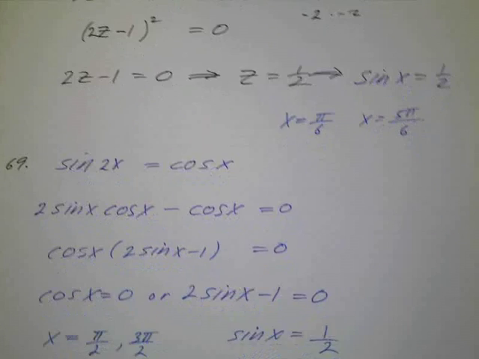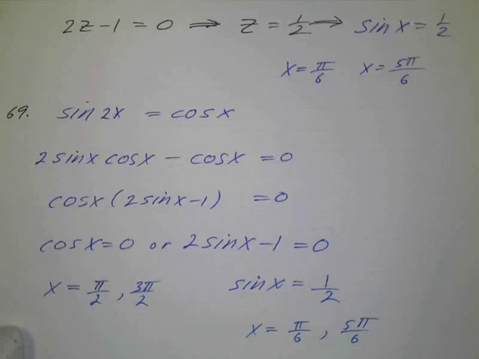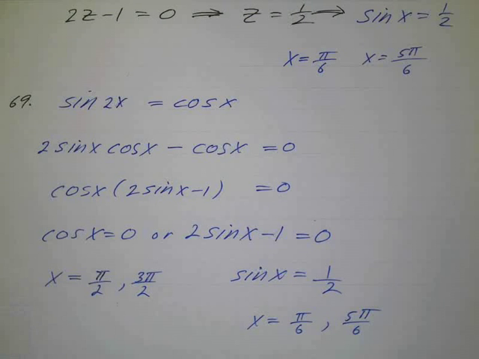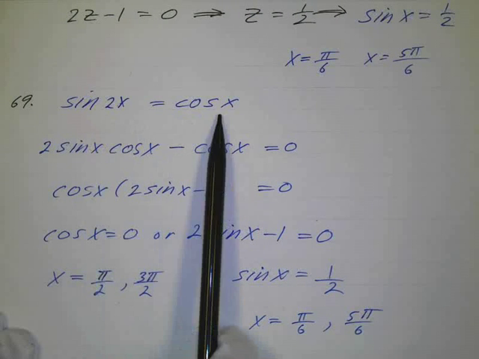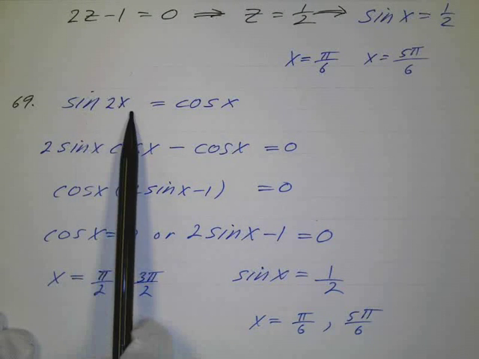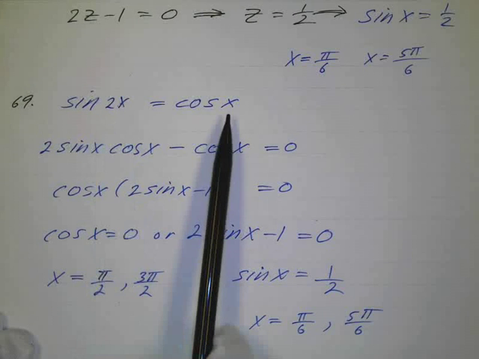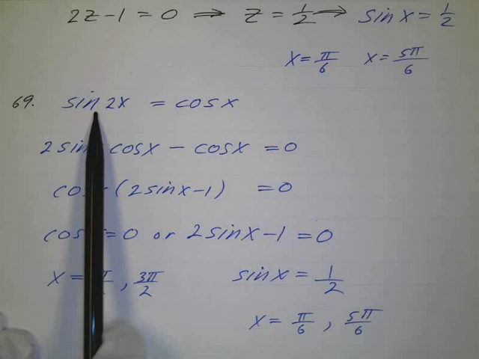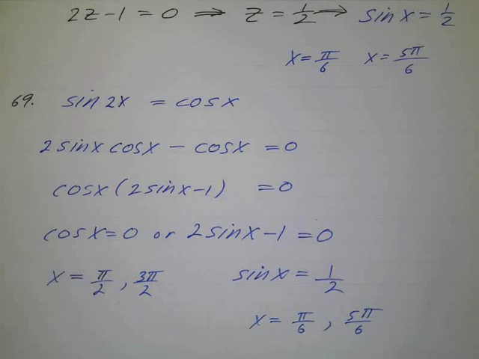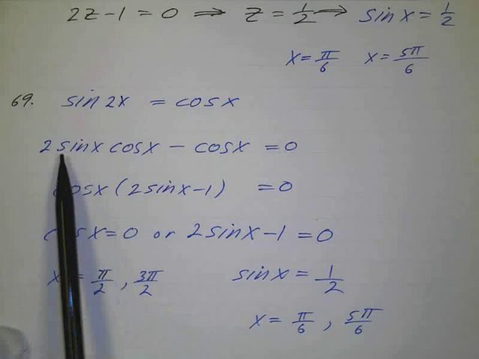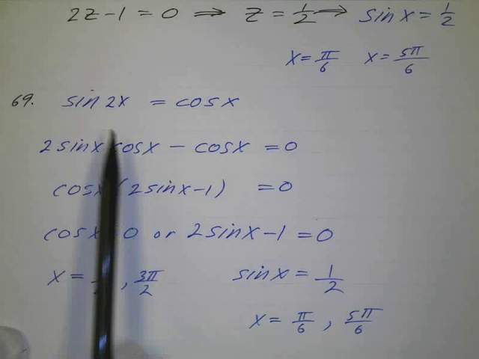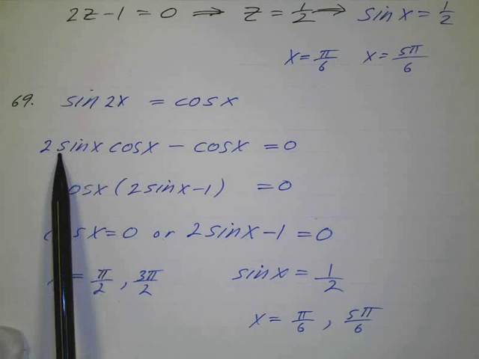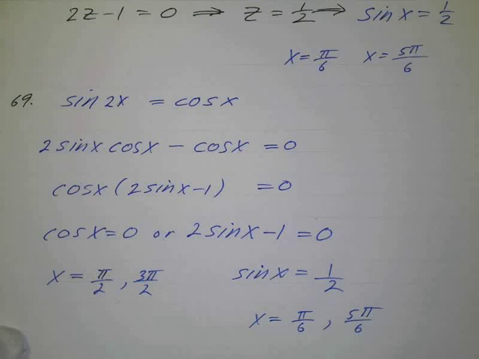Okay, let's take a look at number 69, the next one. So the sine of 2x equals the cosine of x. Now I'm going to use the double-angle formula because I want only one x, not two x's. This is all mixed up. So I'll change this to 2 sine of x cosine of x. This is our double-angle formula, and we'll derive that before using sine, cosine, cosine, sine. Okay, so this is the double-angle formula. Sine of 2x equals 2 sine of x cosine of x.